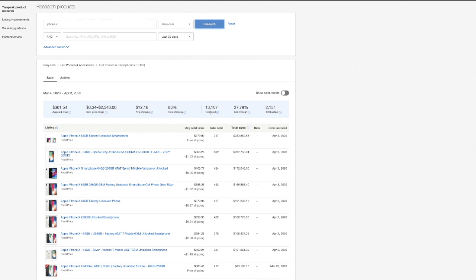Total items sold within this search, within 30 days, was 13,107. Sell-through rate was 27.79%, and total sellers is 2,154 sellers selling the iPhone X. So at a glance, you can see there's a lot of competition, there's a lot of sales, and there's a lot of things happening with this. You've got a lot of data.